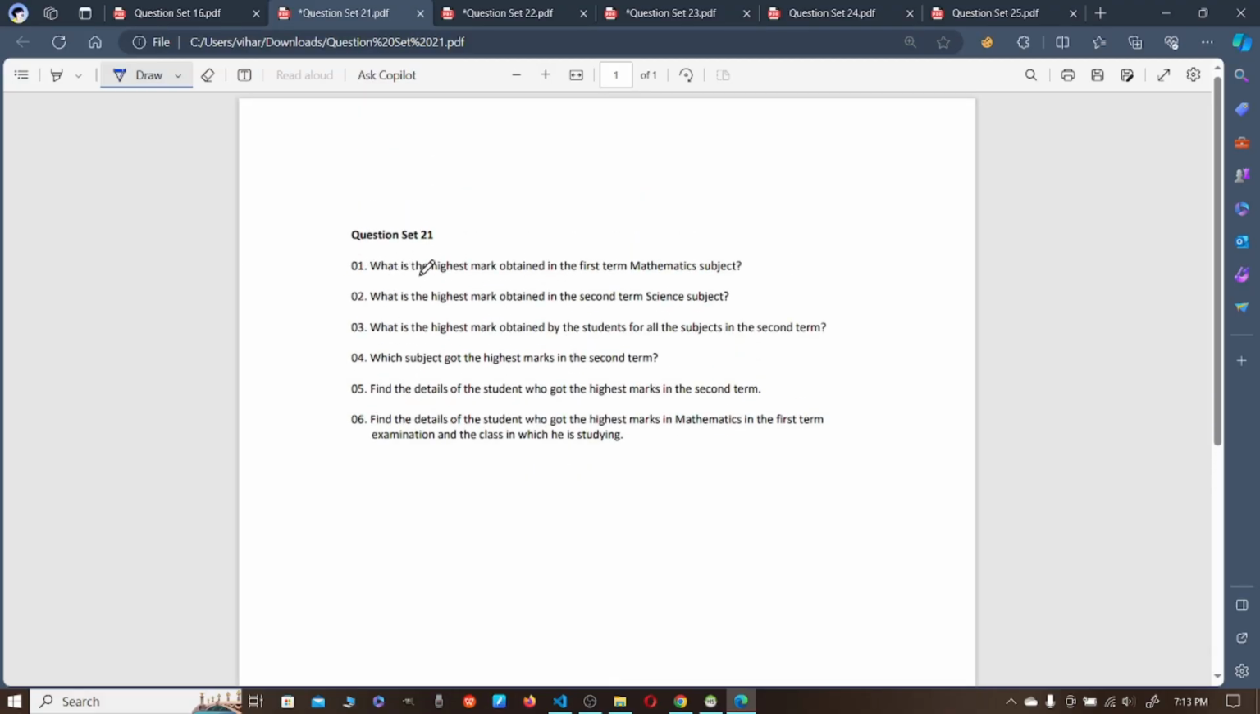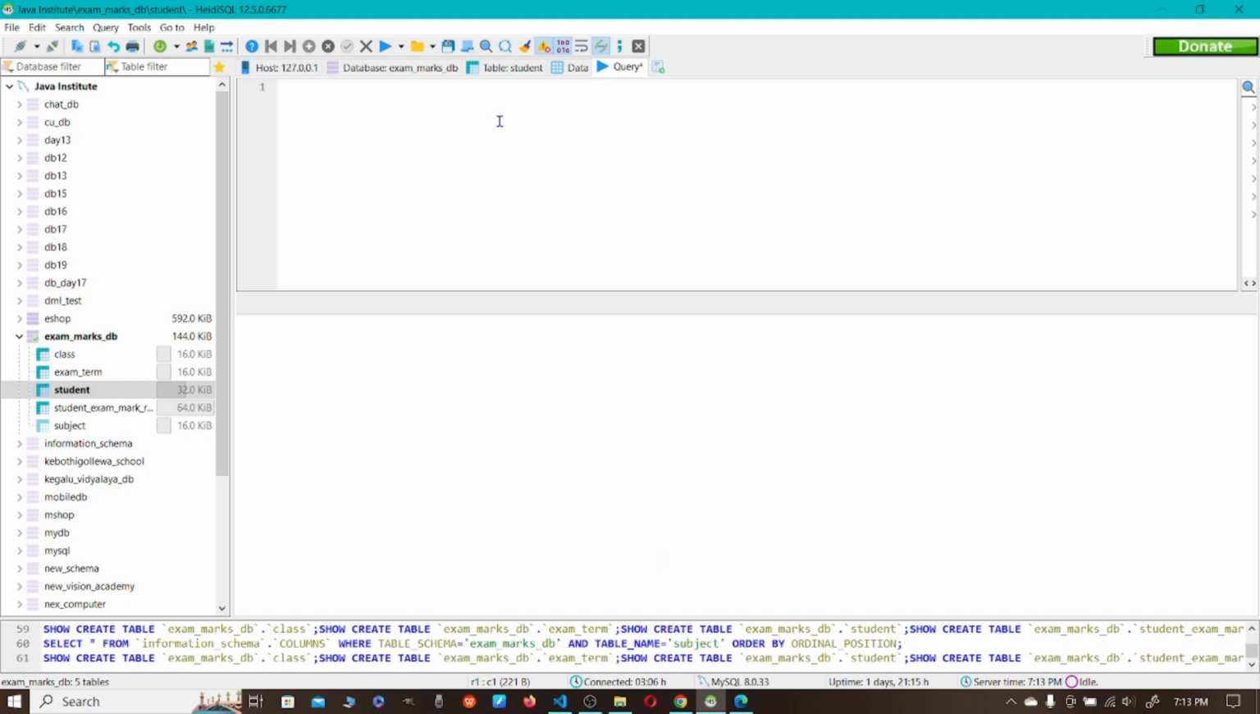And the first question is, what is the highest mark obtained in the first term mathematics subject? We have used the maths keyword here, and to get the first term mark we have to use the exam term table, and the subject table, and to get the mark we have to use the student exam mark record table. Therefore we have to use three tables and the keyword max. So let's type our query. It's a select query.